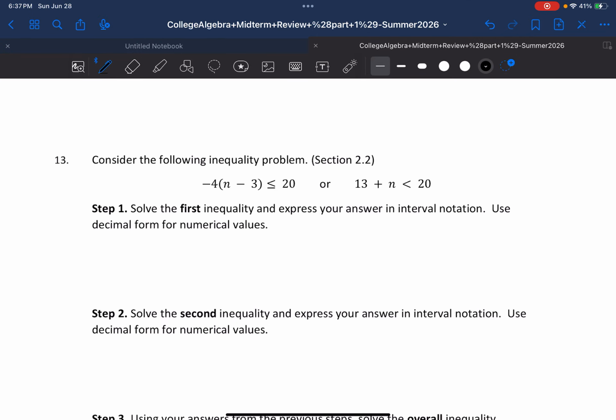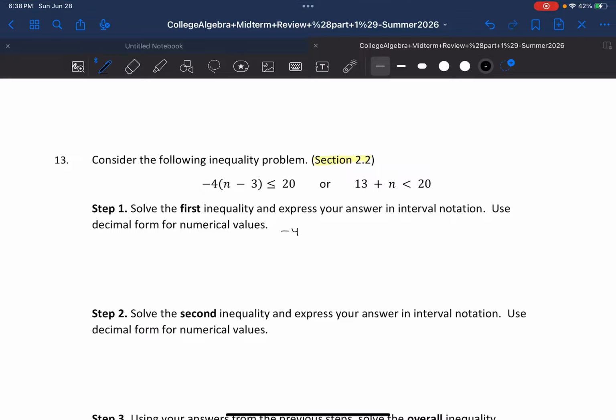Okay, number 13 says consider the following inequality problem, and we are still in section 2.2. For this one, we have 2 inequality statements that are separated. We have -4 times n minus 3 is less than or equal to 20, and 13 plus n is less than 20. The first step wants us to solve the first inequality and express it in interval notation.